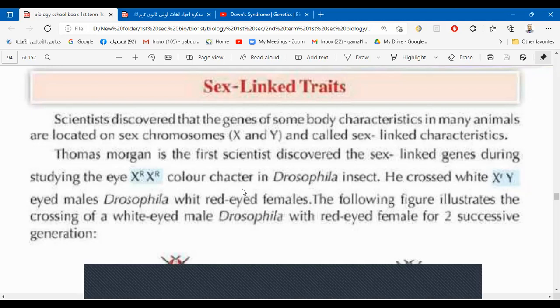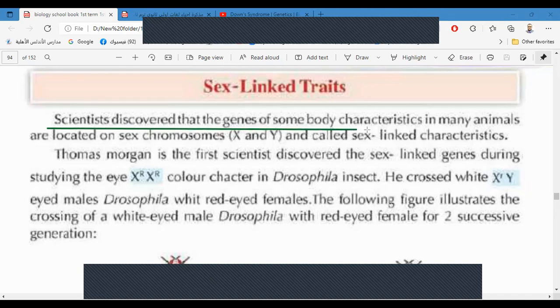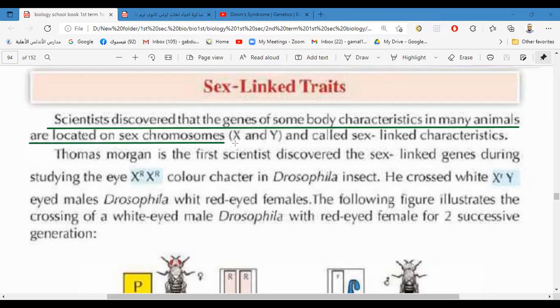And there is a doctor, a scientist, who discovered that some traits are not inherited like Mendelian traits. They are different from Mendelian traits, and he called them sex linked traits. The scientist discovered that the genes of some body characteristics in many animals are located in the sex chromosomes X and Y, and called them sex linked characteristics.